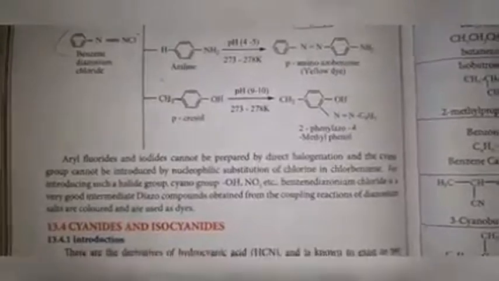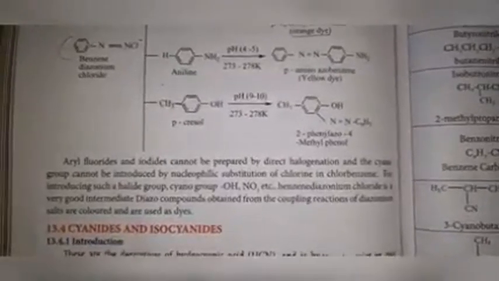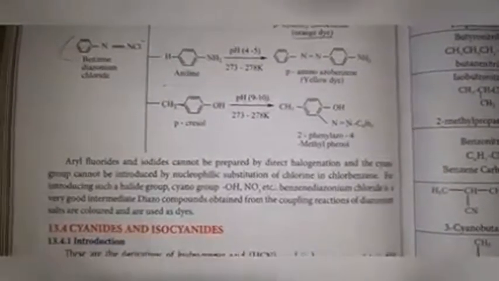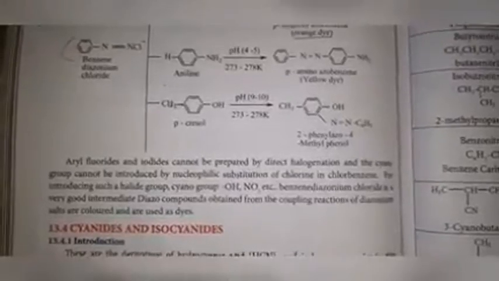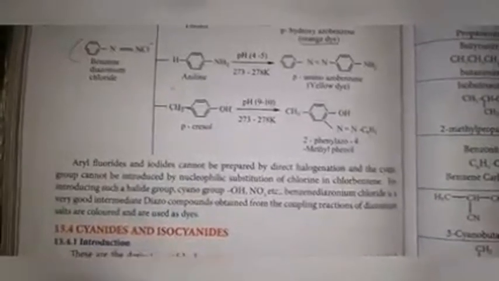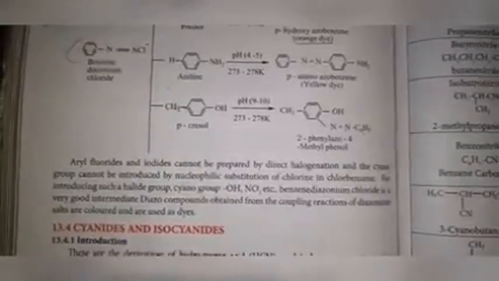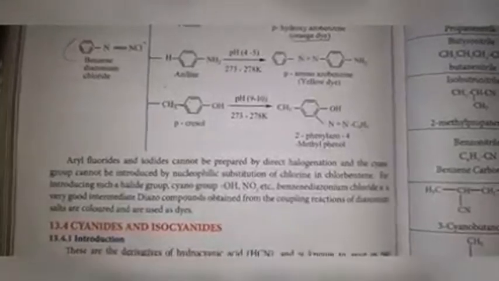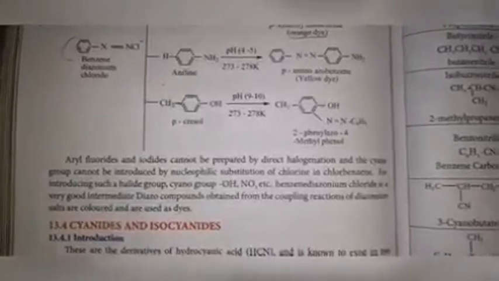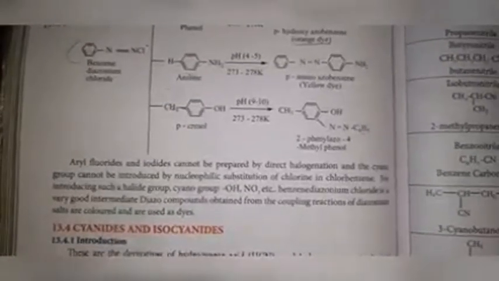Overall conclusion is given in this paragraph. Aryl fluoride and iodide cannot be prepared by direct halogenation. And the cyano group cannot be introduced by nucleophilic substitution of chlorine in chlorobenzene. For those reactions, benzene diazonium chloride is used. For introducing such a halide group, cyano group, OH group or NO2 group, benzene diazonium chloride is a very good intermediate.